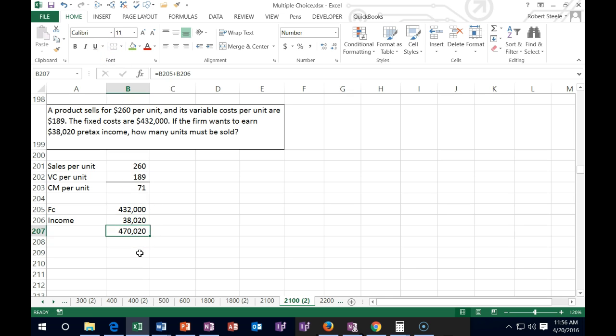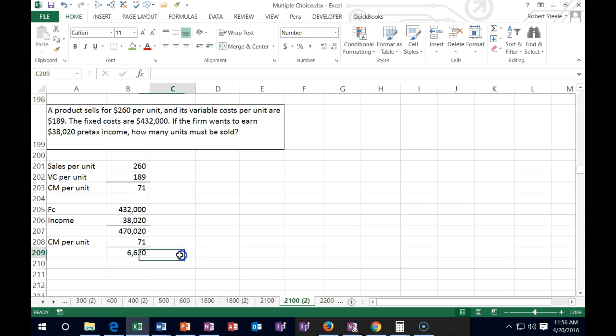So we need to say how many units we need to sell in order for the 71 to add up to this 470,020, and that 71 is the contribution margin per unit. We're going to divide this out. This equals the 470,020 divided by the 71 contribution margin per unit, which would mean we would need to sell about 6,620 units.